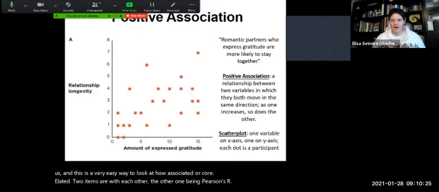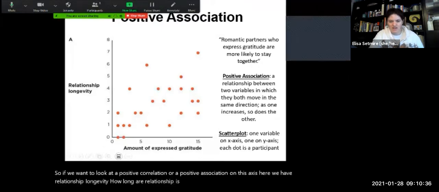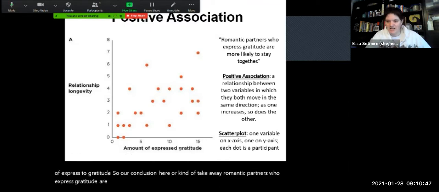So if we want to look at a positive correlation or a positive association, on this axis here, we have relationship longevity, how long a relationship is lasting. And down here, we have the amount of expressed gratitude. So our conclusion here, or takeaway: romantic partners who express gratitude are more likely to stay together, or stay together longer might be more accurate. And this is a positive association.